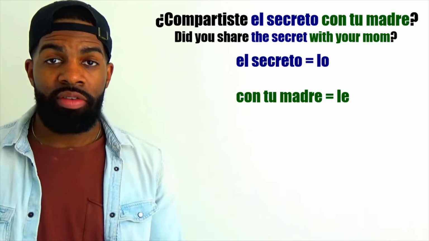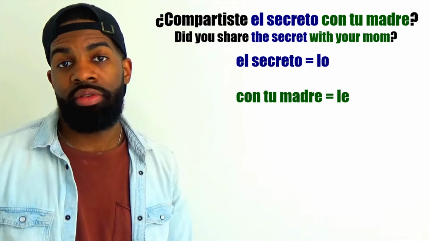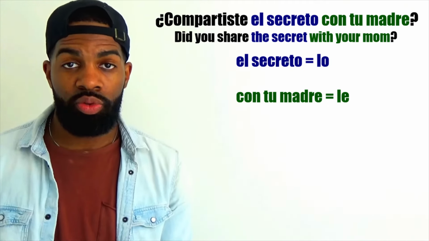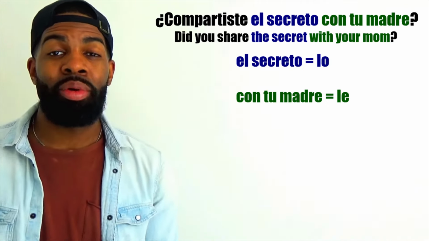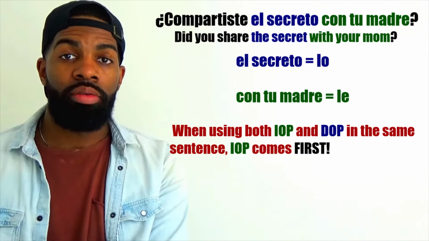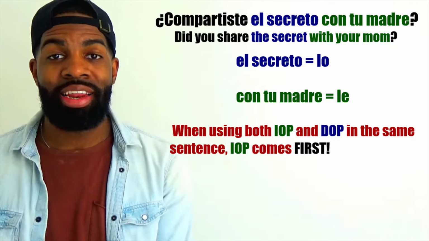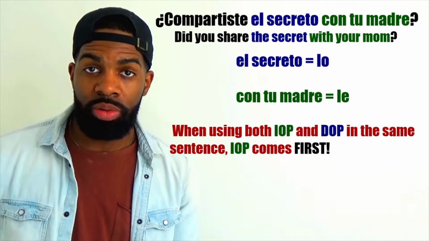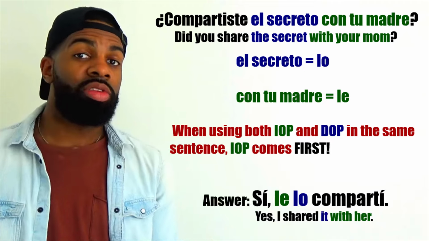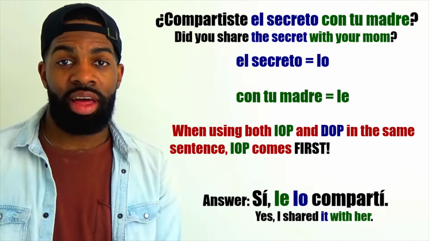So now that we have lo and le, we can get rid of the el secreto, we can get rid of the con tu madre, because now we have lo and le to replace both of those phrases. So now the thing to remember is that we want to put the indirect object pronoun in front of the direct object pronoun. Always, always, always. It will never go behind the direct object pronoun when we are using both of them together. If I want to respond to that question affirmatively, then I will say, sí, le lo compartí. Yes, I shared it with her.